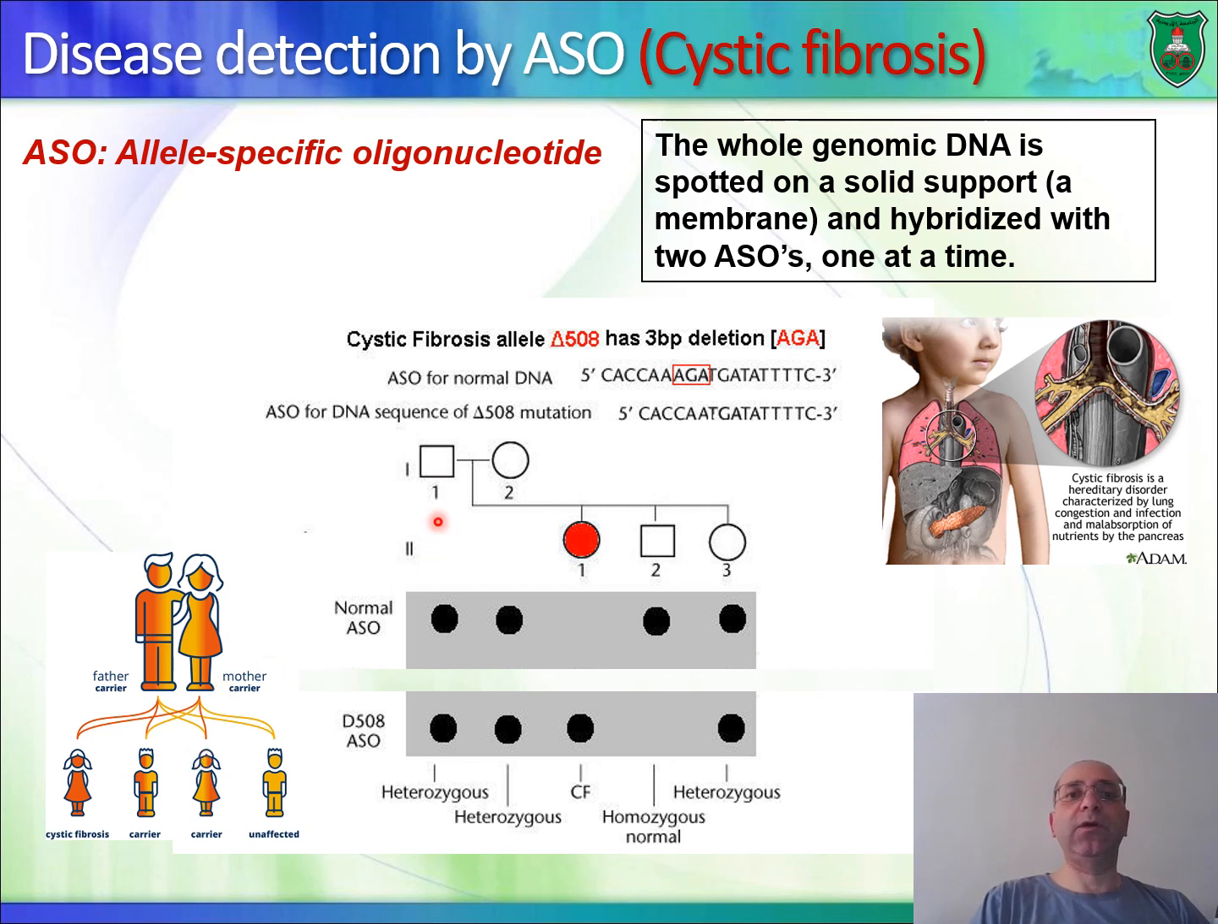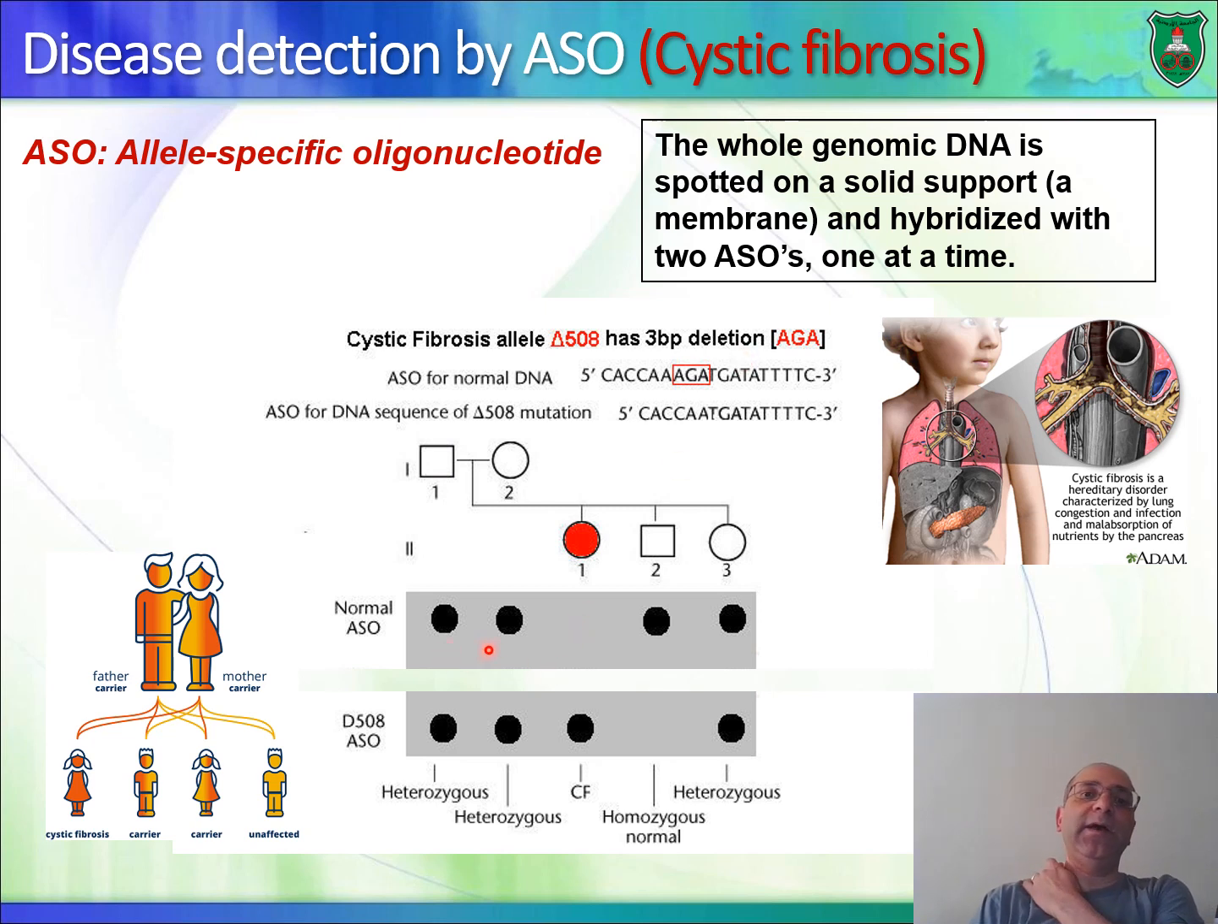Now, dot blotting was performed on this family. DNA was taken from the father and spotted on a membrane. Same thing with DNA from the mother and the children. Right underneath each symbol, you have the DNA of that person: the DNA of the father, the DNA of the mother, the DNA of the 3 children. For this membrane right here, the normal allele-specific oligonucleotide, the probe that detects the normal allele, was added. And for this piece of membrane, the other probe that detects the mutation or the deletion was added.